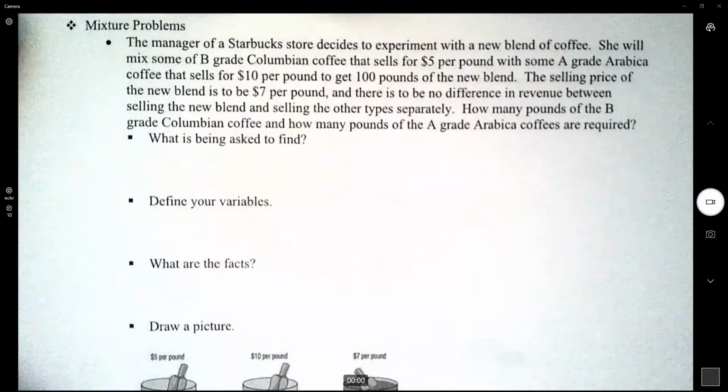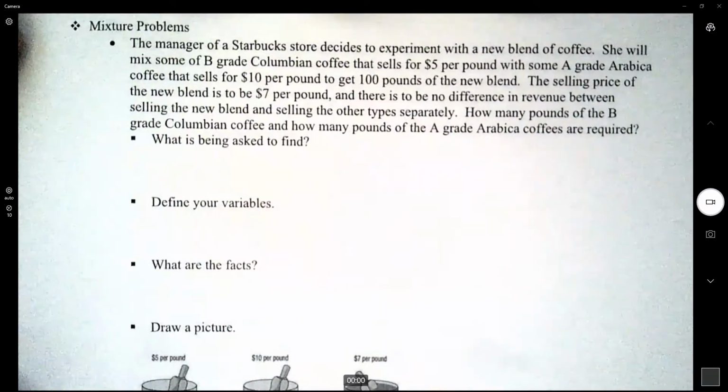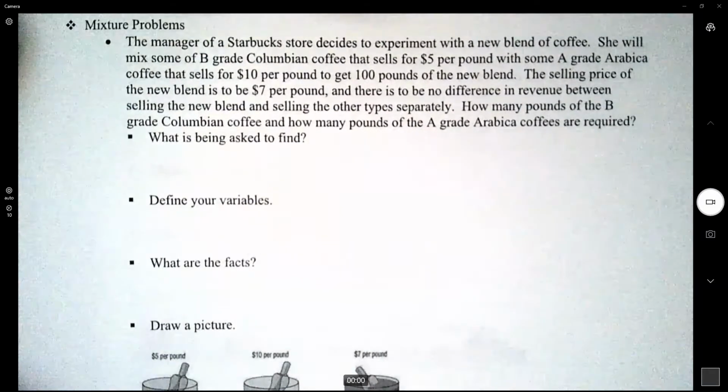The manager of a Starbucks store decides to experiment with a new blend of coffee. She will mix some of the B grade Colombian coffee, which sells for $5 a pound, with some A grade Arabica coffee that sells for $10 per pound to get 100 pounds of the new blend. The average selling price of the new blend she wants to be $7 a pound. There is no difference in revenue between selling the new blend versus selling the other types separately. So how many pounds of the B grade Colombian coffee and how many pounds of the A grade coffee are required?